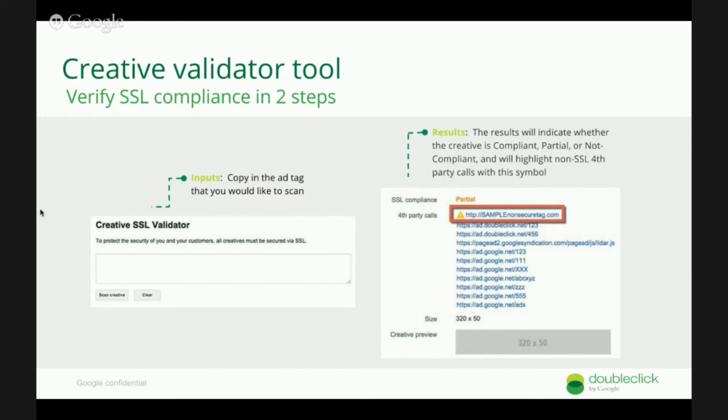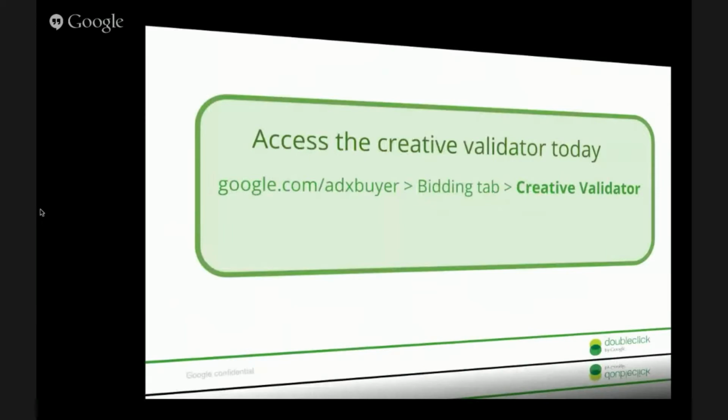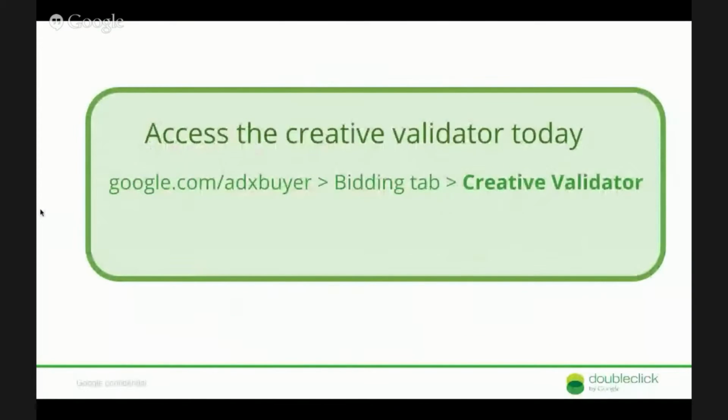Everyone should have access. If you're within the AdX buyer side UI, in the upper left-hand corner, there's a tab called Bidding, and underneath that, one of the options you'll see is called Creative Validator. So if you go to that tab, you can follow along as we go through the demo. Use your own creative if you'd like.